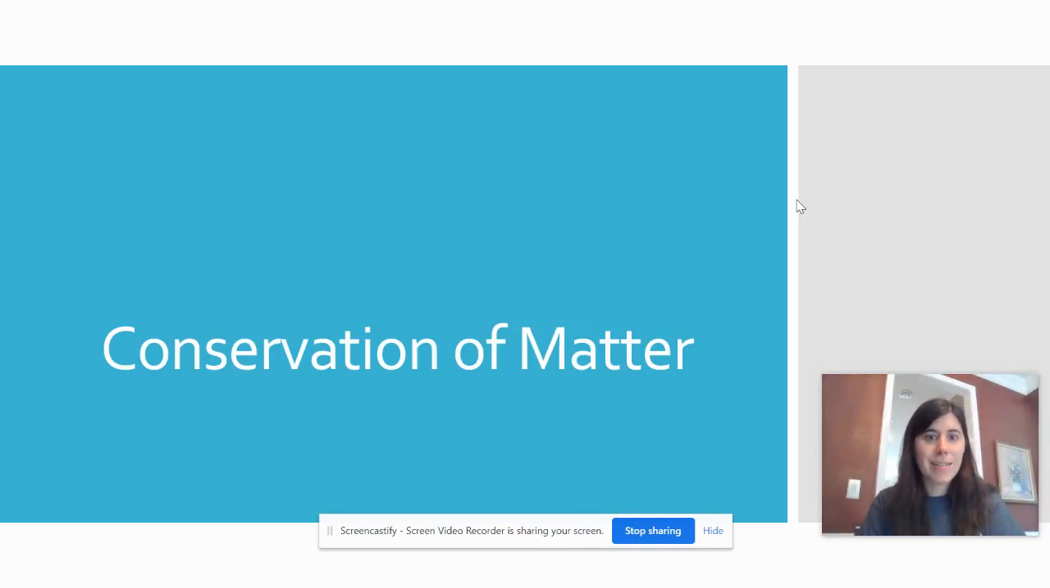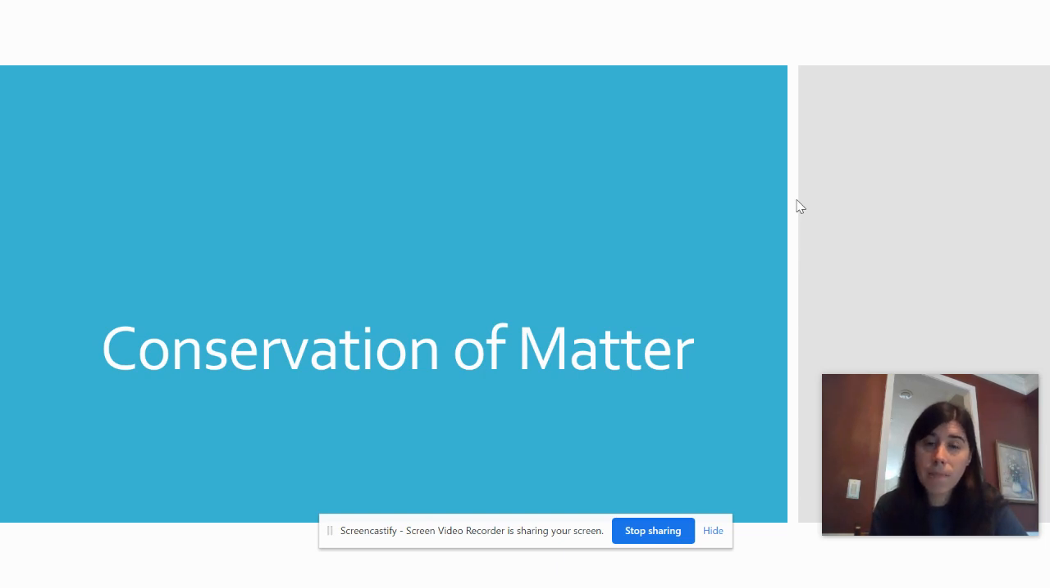All right, hi students. Today we are going to learn about the conservation of matter. So this kind of goes off on what we've been learning about physical and chemical changes. When we have a chemical reaction, there's this law that takes place that states that you can't create or destroy matter during a chemical reaction.